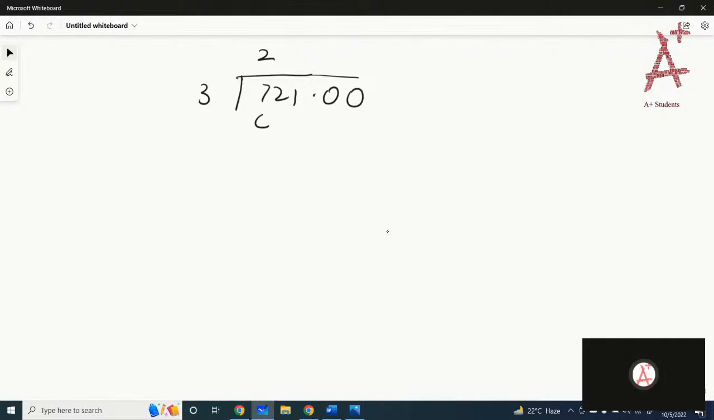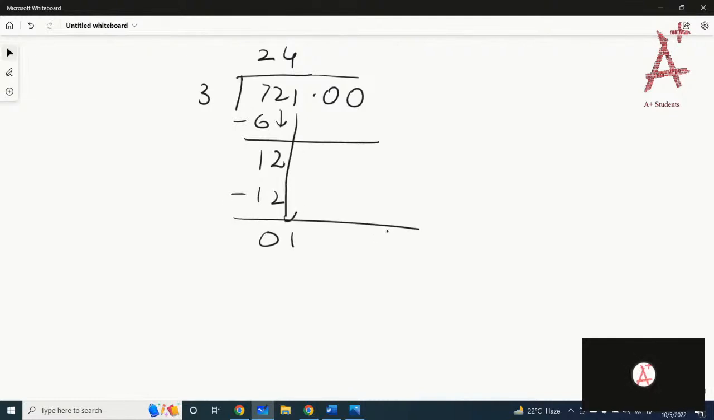So you can go for 3 times 2 is 6. 7 subtract 6 is 1. Bring the next digit down. Now you have to count a table of 3 until you get 12. So 3 times 4 is 12, and 12 subtract 12 is 0. Bring the next digit down. So 1 is less than 3. You cannot divide. So you have to put a 0 over here and you need to bring the next digit down. And before the next digit, you have a decimal point. Got it?